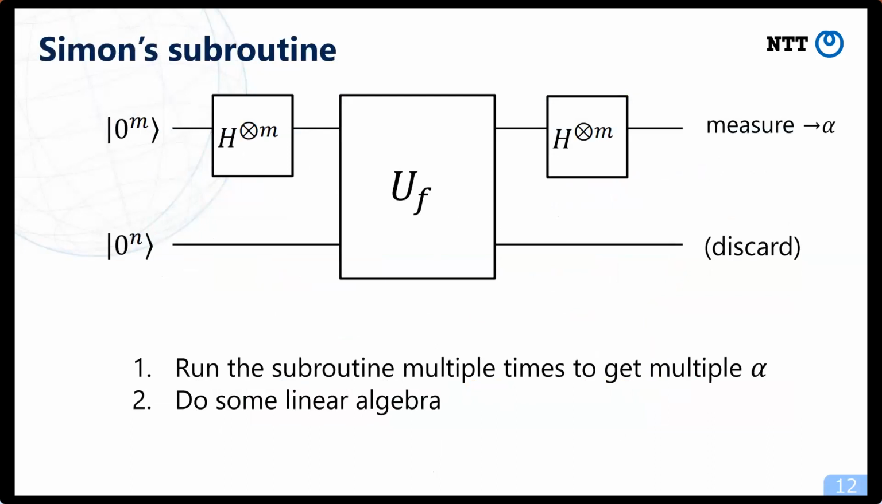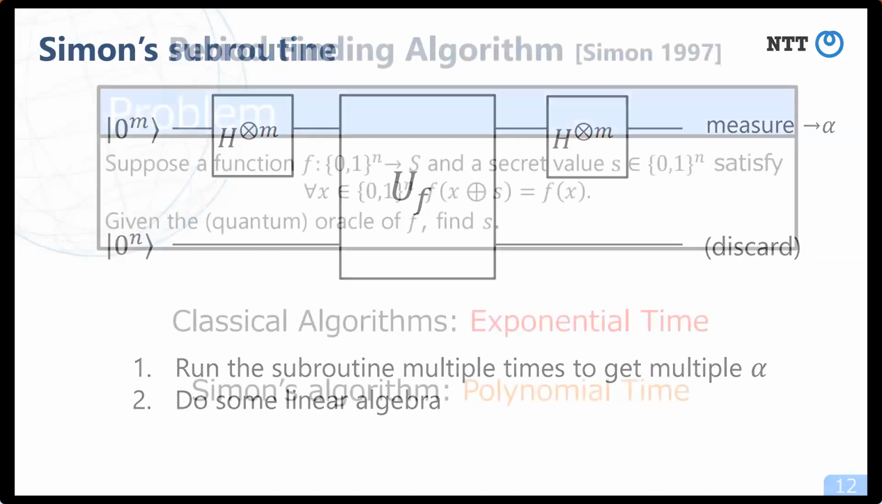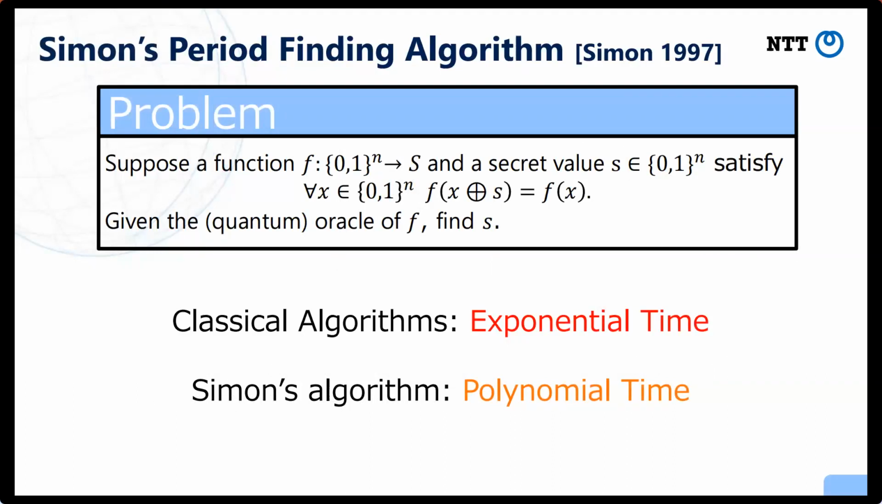Next, I'd like to explain Simon's quantum algorithm. Now, suppose we have a function f and a secret value s, and this property is satisfied. I mean, for all x, f(x plus s) is equal to f(x). That is, f is a periodic function, and s is the period of f. Given the quantum oracle of f, find the secret period s. In the classical setting, it requires exponential time to solve this problem. But in the quantum setting, Simon shows that this problem can be solved in polynomial time.